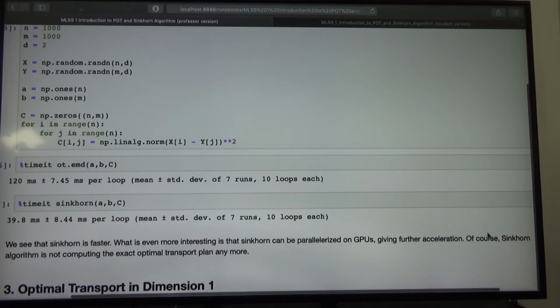And what's even nicer is that you can actually parallelize all those things on GPUs so that you get an even larger speedup. And you can go up to hundreds of thousands of points. So on real machine learning and data science applications, it will be very nice to actually be able to scale to that number of points.